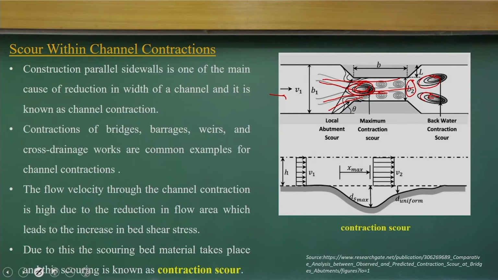If I take a section, H is the depth of the water coming, V1 is the velocity, and this is the original bed level. Because of these contractions, the scour depth is D max, and this is the cross section of the scour hole formation. So V1 is the velocity coming, H is the depth, and here this D max scour hole is happening. Here it shows where the scour hole forms, and where the other two scour holes, the backwater contraction scour, also happen. This is the structure of the flow panorama.